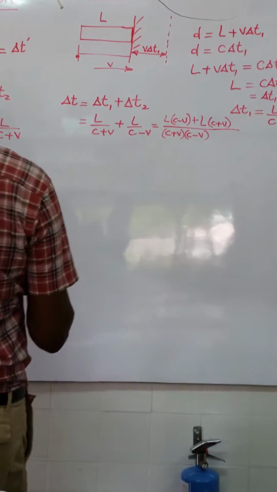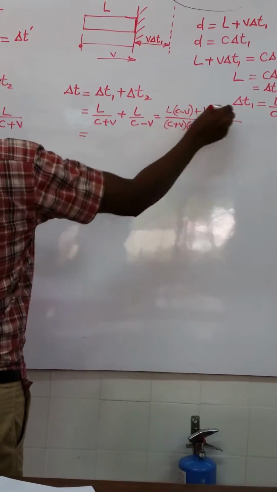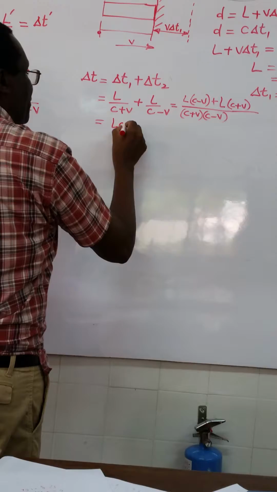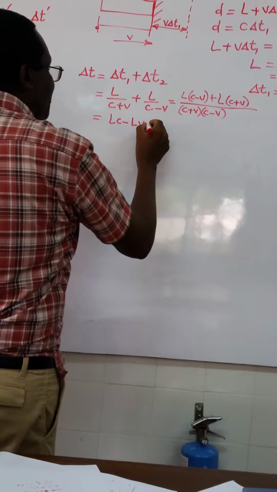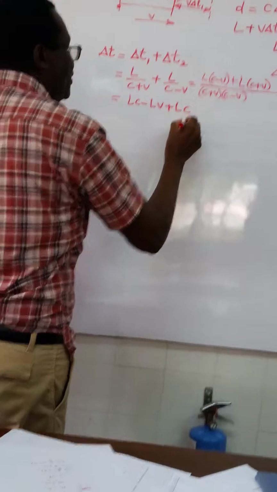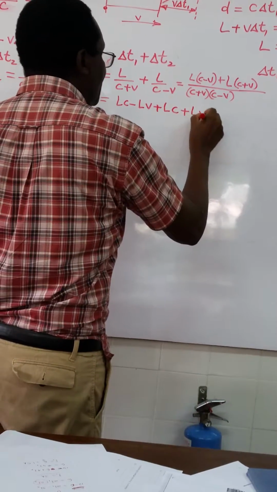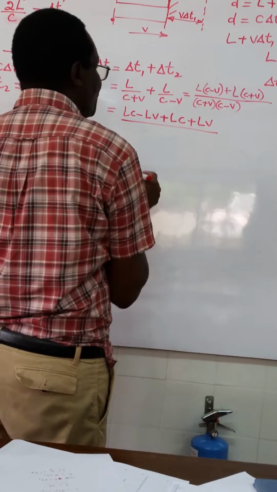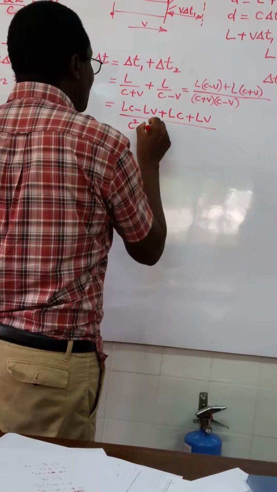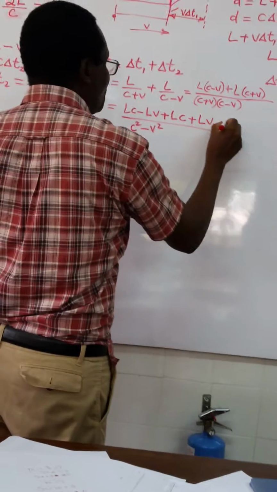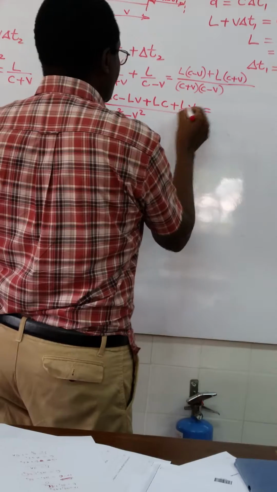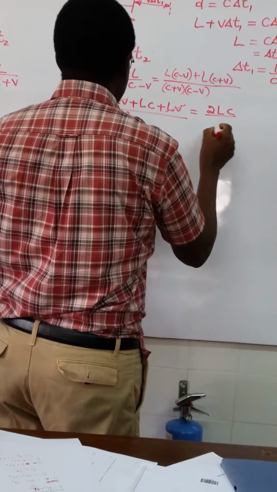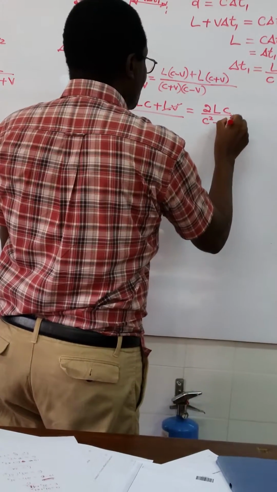and therefore you have to open that bracket, the brackets up, you get cL minus LV plus LC plus LV over, this is actually a difference of 2 squares, so it is c squared minus v squared. And the top one is actually, this is going to cancel out with that, so you have 2LC over c squared minus v squared.